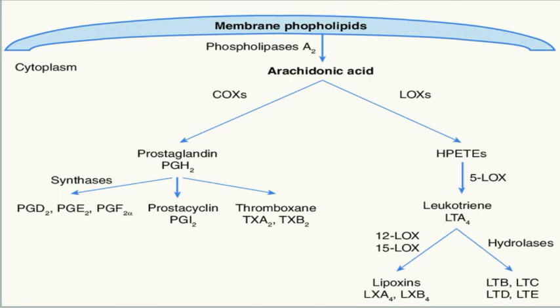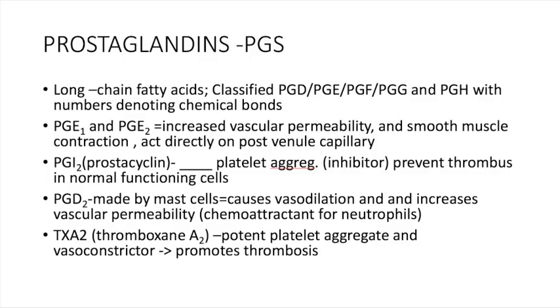So if you look here, we have the membrane phospholipids. Phospholipase A2 releases the arachidonic acid. We have either the cyclooxygenase pathway or we have the lipoxygenase pathway. So this is a nice little schematic for you to see exactly two basic pathways come off of the arachidonic acid. Prostaglandins, they are long chain fatty acids. They are classified by PG and then a letter basically describing their double bonds in the compound. So I have the ones here that are kind of high yield.